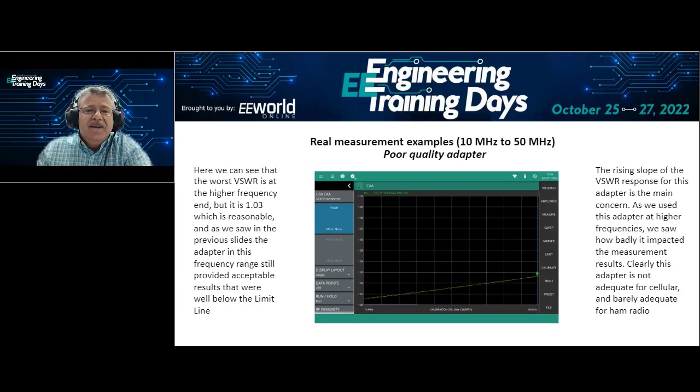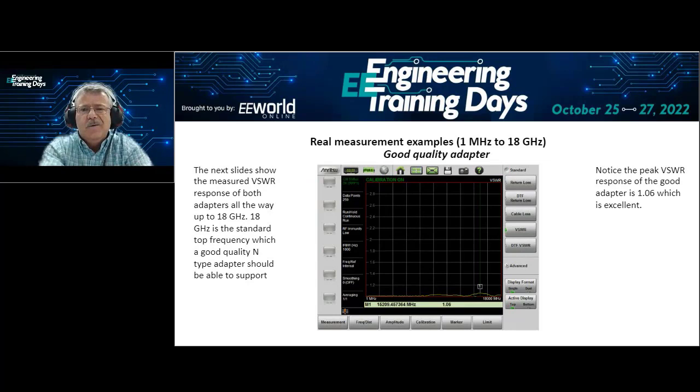And again, there's that slope. This is the VSWR of the poor quality adapter in the 10 megahertz to 50 megahertz range. And the value is 1.03, which is a lot better than it was at the higher frequency. If you remember the higher frequency, it was at 2.02. So at this lower frequency range, it goes as high as 1.03, which isn't bad, but still pretty high compared to the good quality adapter, which measured at like 1.01.